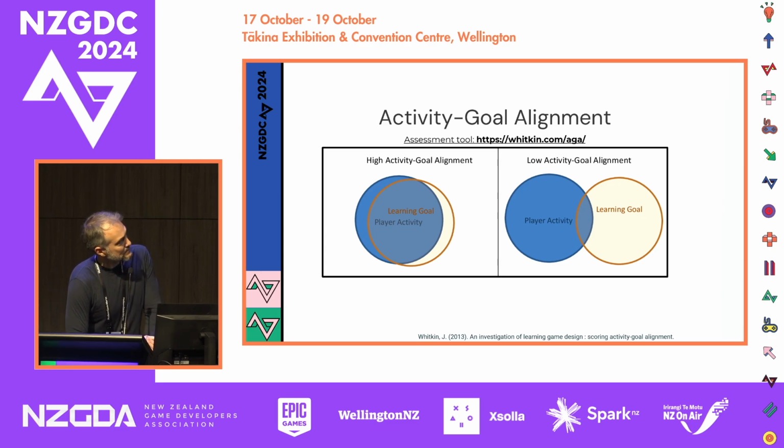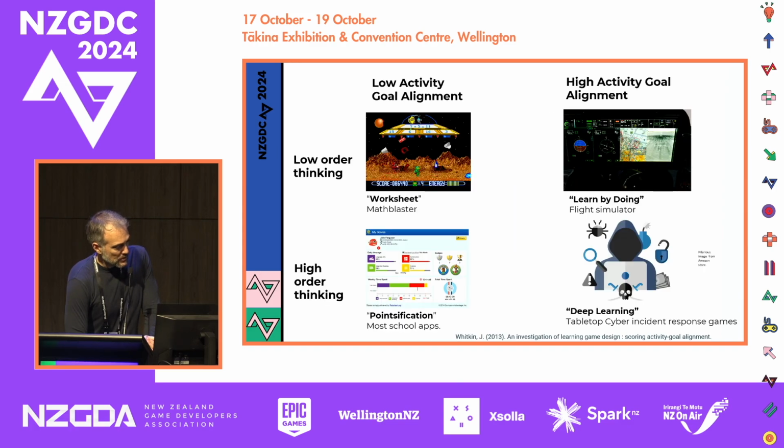That's whitkin.com/AGA, for activity goal alignment. So what does this mean basically? We're going to be aiming at things in the lower right-hand quadrant of this. Some quick examples: low activity goal alignment and low order thinking. This would be things like digital worksheets, like all those quiz games you might see, Math Blasters. A particularly bad one, I think, is Prodigy, which kids play a lot in schools these days, where you get a math problem every few minutes, and it's just drilling the language of a math problem, but most of the time you're basically playing Pokemon.